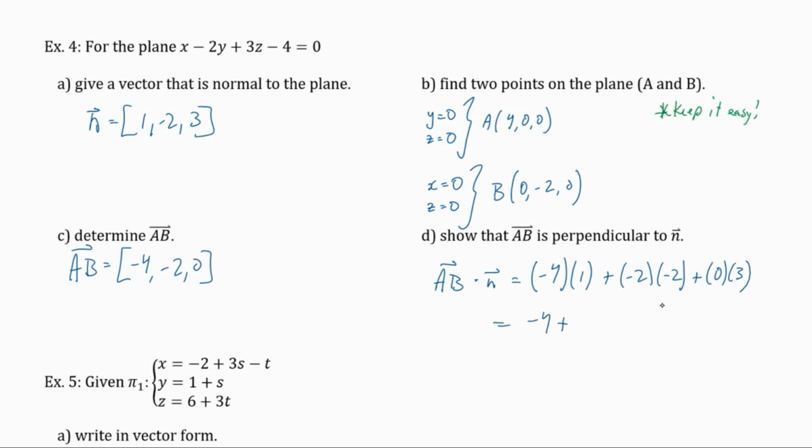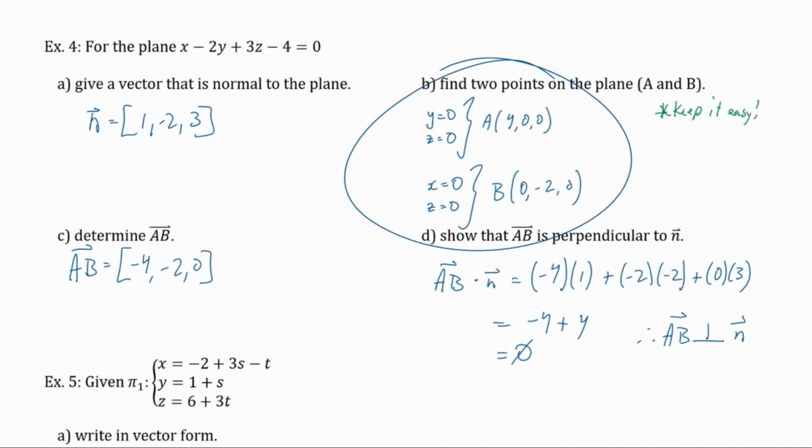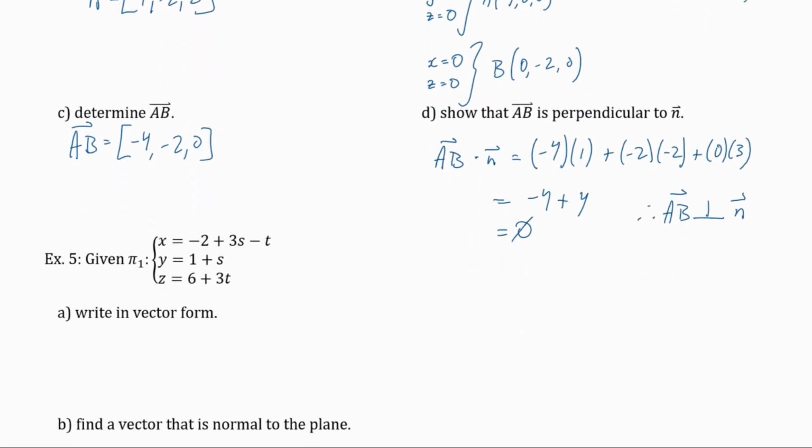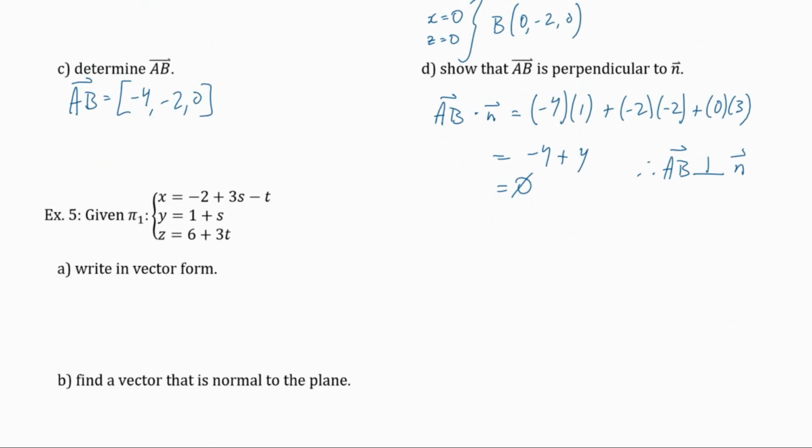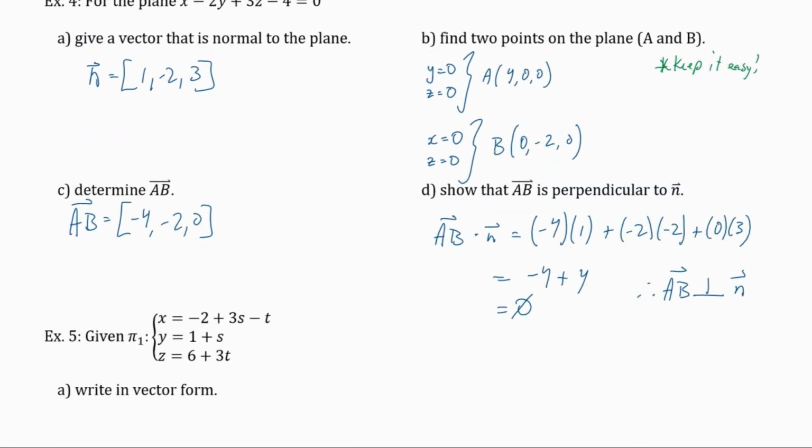Negative 4 plus 4, which is 0. Okay, therefore, AB is perpendicular to N, and AB is parallel to the plane. A direction vector between 2 points in the plane is going to be parallel to the plane, so that all makes sense. Okay, I think that's good.